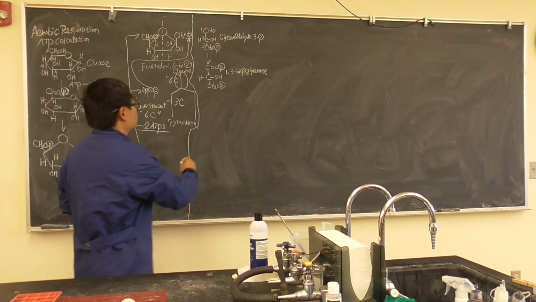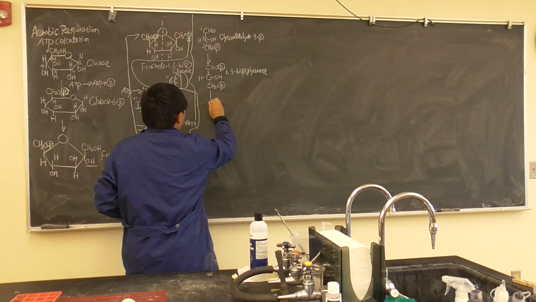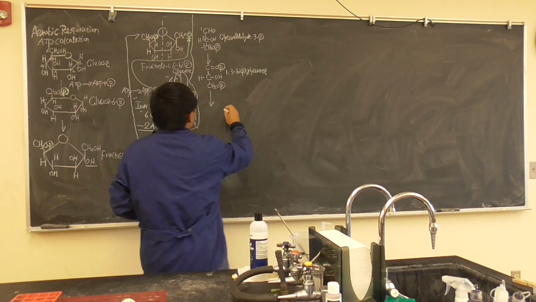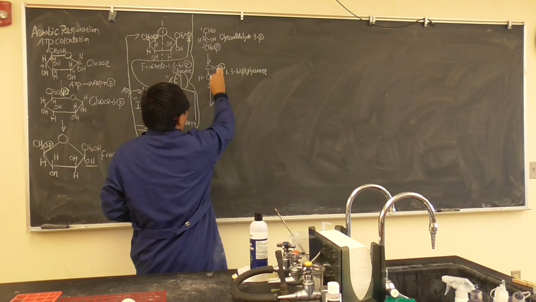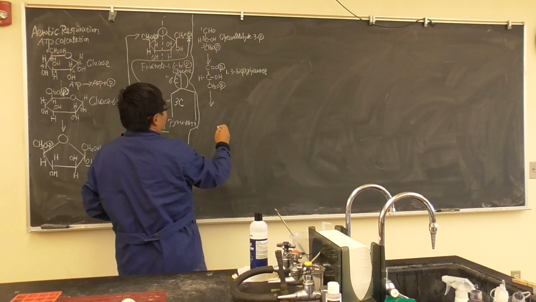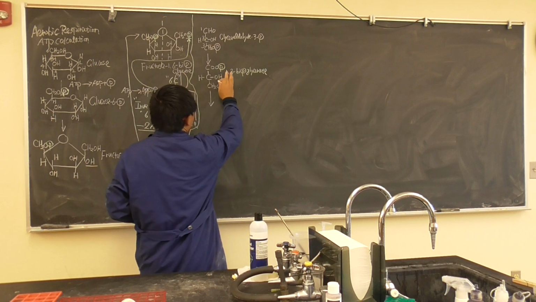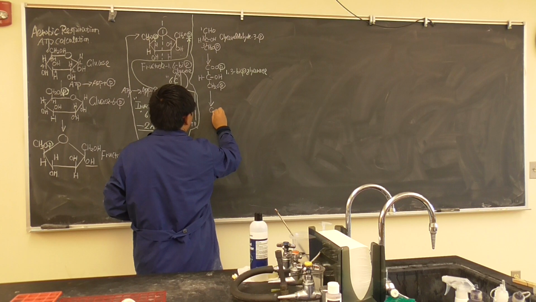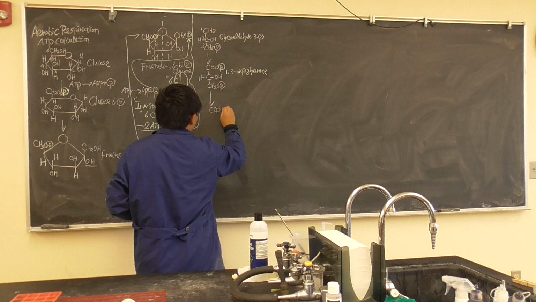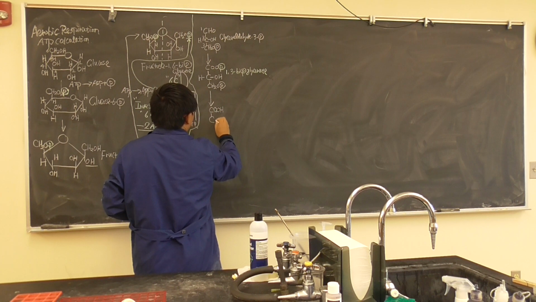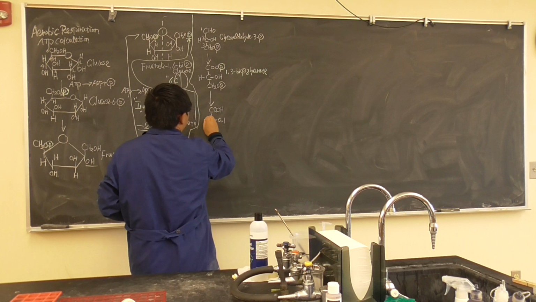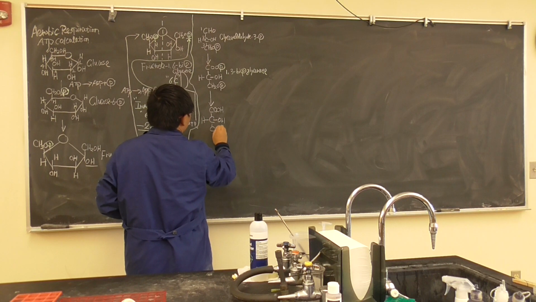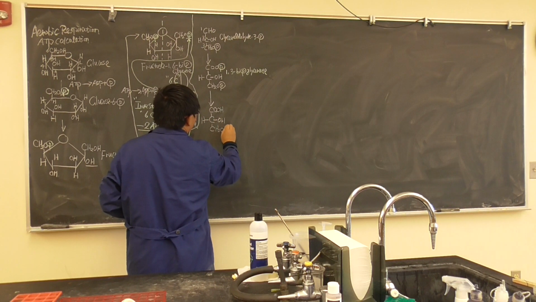Okay, so then let's go down here. When you have 1,3-bisphosphoglycerate, then something has to be lost. Okay, so you're going to become COOH, CHOH, become H, and CH2OP.